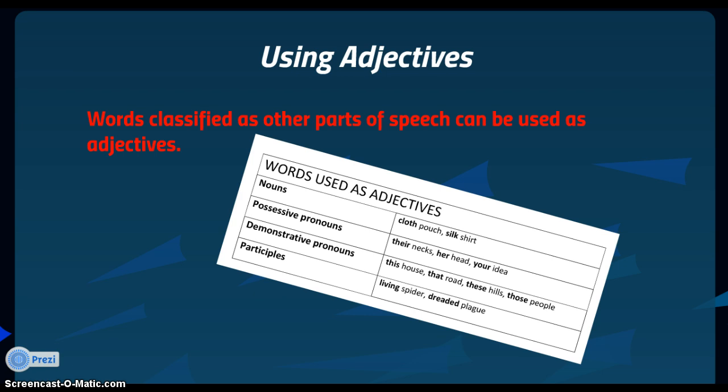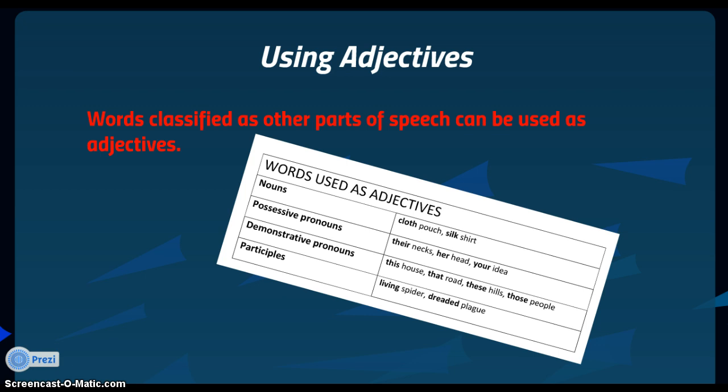Now let's look at demonstrative pronouns. This house, that road, these hills, those people. It's giving us specifics on what or who we're talking about. And in that case, those demonstrative pronouns, even though they are still demonstrative pronouns, are functioning as adjectives in those situations. And then also participles.